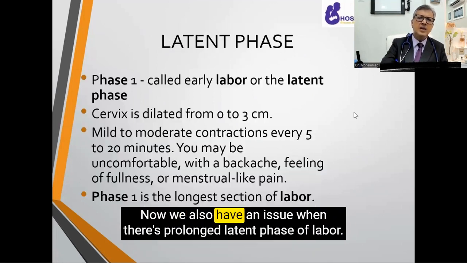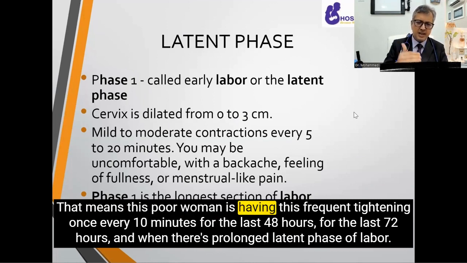Now, we also have an issue when there's a prolonged latent phase of labor. That means this poor woman is having this frequent tightening once every 10 minutes for the last 48 hours, for the last 72 hours.